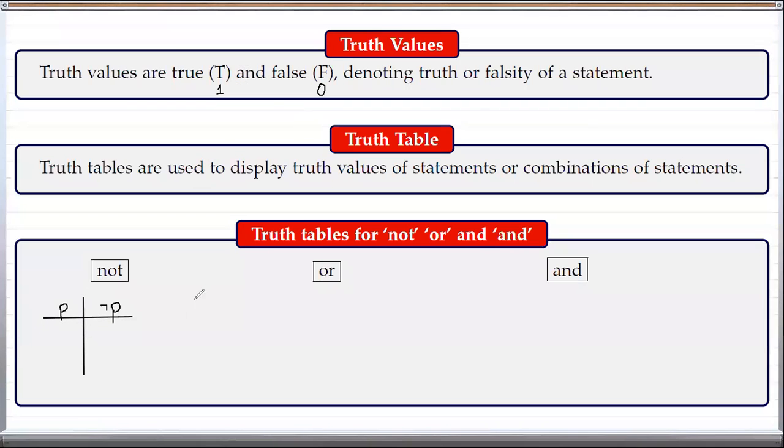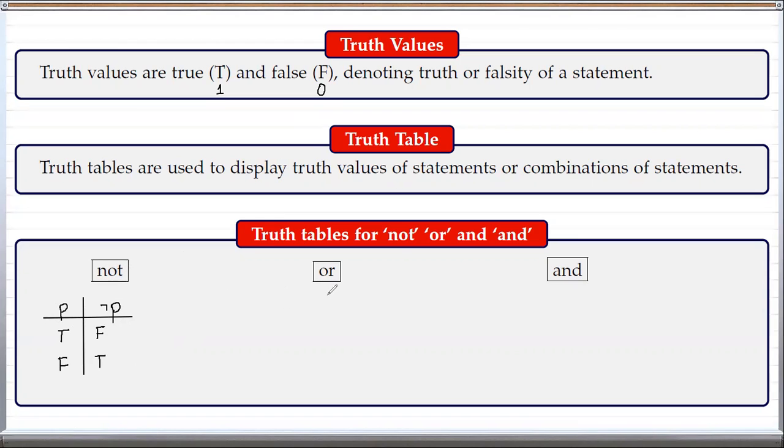The possible truth values of P are T and F. When P is true, not P must be false. So we have F here. And when P is false, not P must be true. So this is the truth table for the logic operation not.